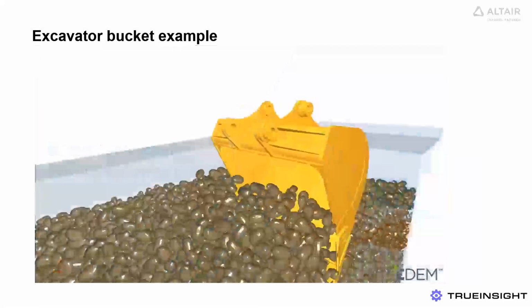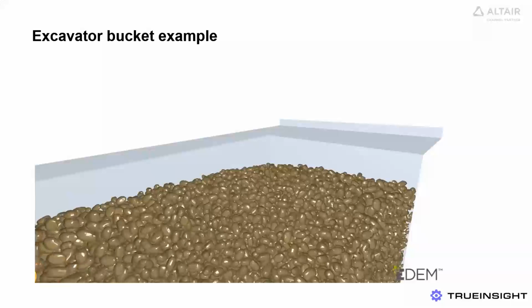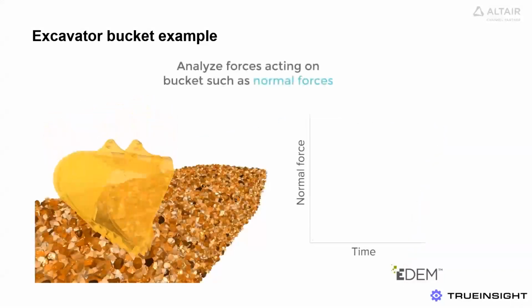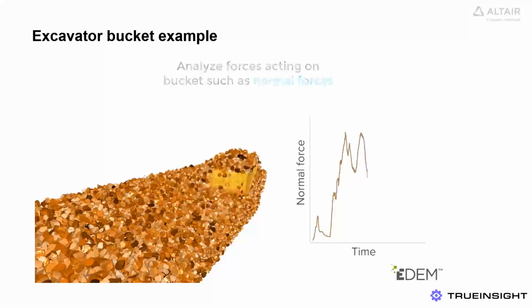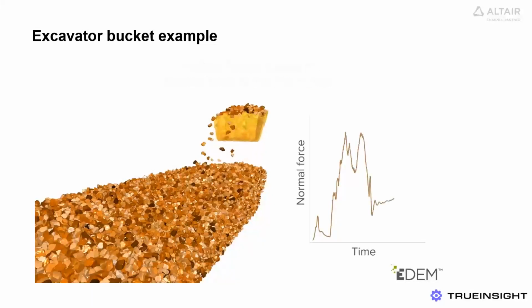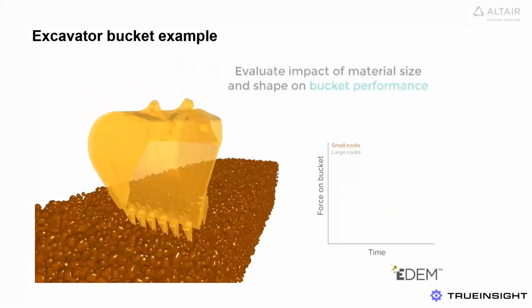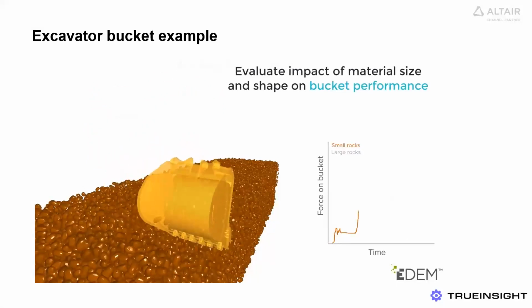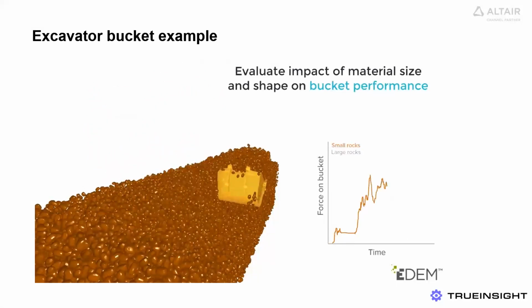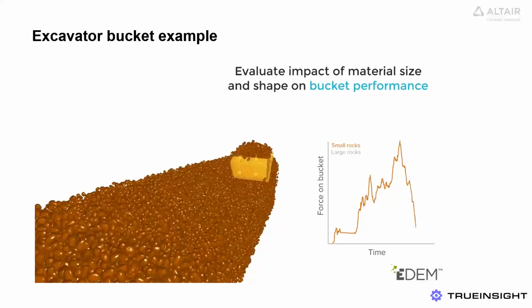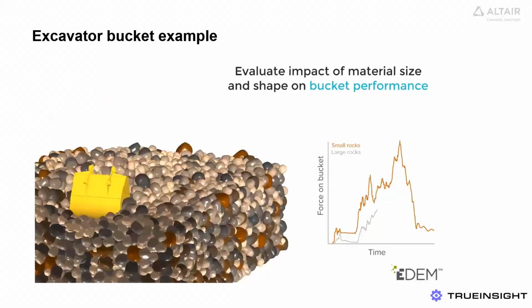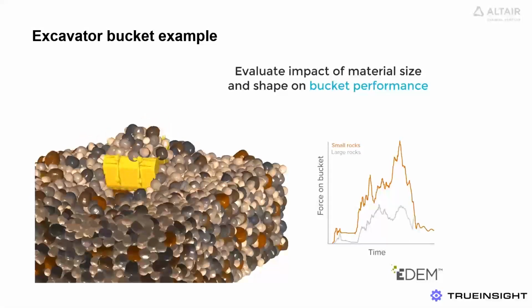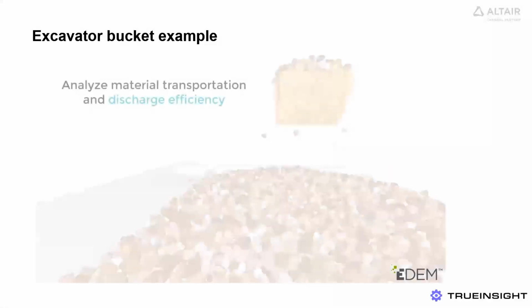This first example was completed using EDEM alone and shows that you don't have to couple with an MBD software to account for geometry motions within EDEM. You can add translations and rotations to any geometry and achieve quite complex motions if you don't want to use additional software. You can investigate the forces on the bucket for different materials, for example, small rocks versus large rocks.